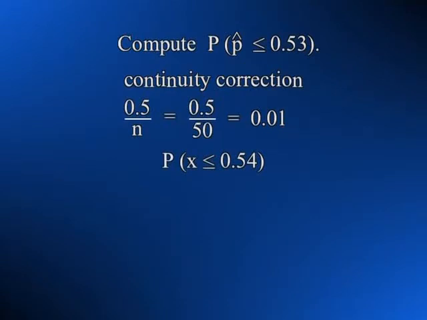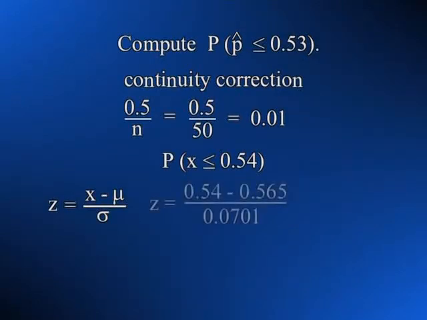So we add the 0.01 to the 0.53, and now we can change this into a probability involving x. So the probability that p hat is less than or equal to 0.53 is the same thing as the probability that x is less than or equal to 0.54. Now we need to change the x into a z, and remember that just involved a little relationship: z is equal to x minus the mean over the standard deviation.